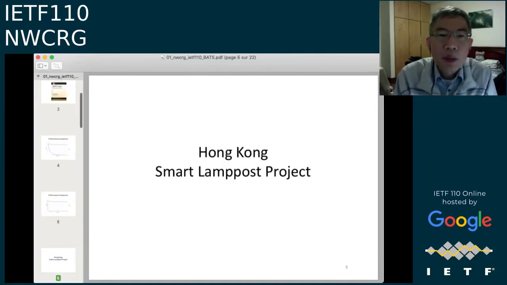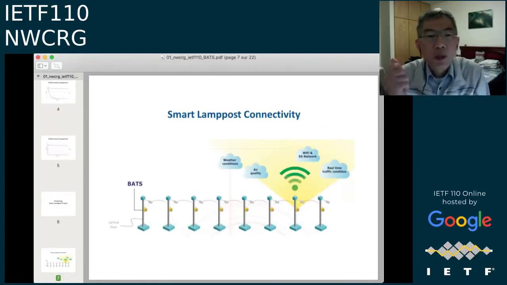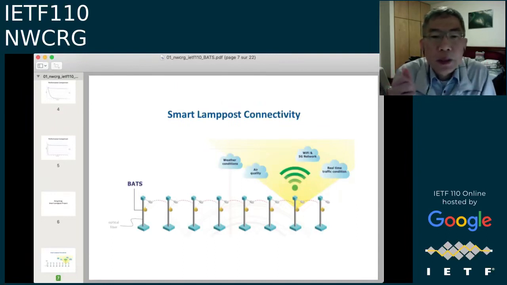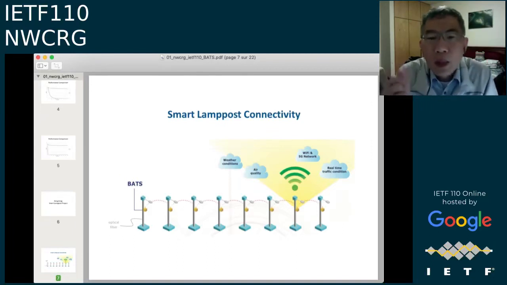Next one, please. Okay, our first deployment of BATS code is actually in the Hong Kong government's Smart Lamppost project. Next, please. Okay, so this is an illustration of the system. Suppose on the same street, we have a number of lampposts, and the left one is connected to an optical fiber, and the rest are connected through this wireless multi-hop network enabled by BATS code. Next, please.